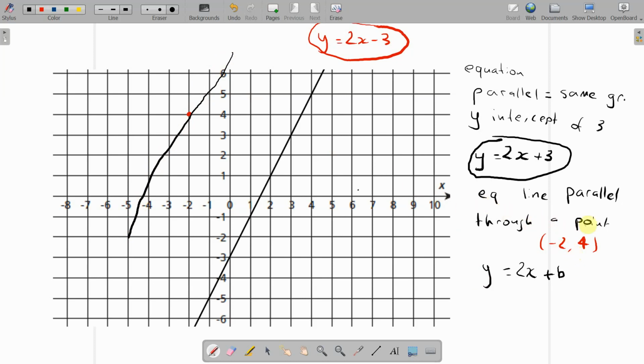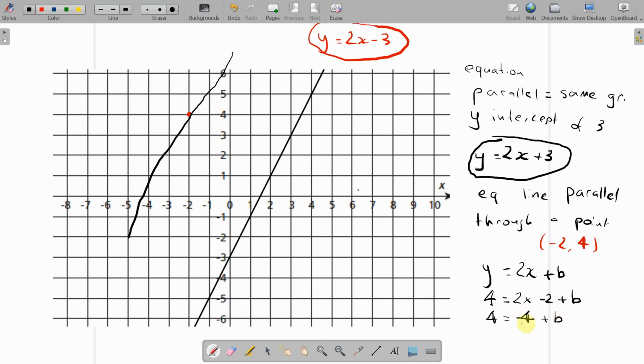So when you're going through a point, you sub in. Now let's sub the values into here. So y first, that's 4. And x is -2. So 2 times -2 plus b. So now all we've got is numbers and the b. So what's that simplified? 4 equals 2 times -2 is -4 plus b.